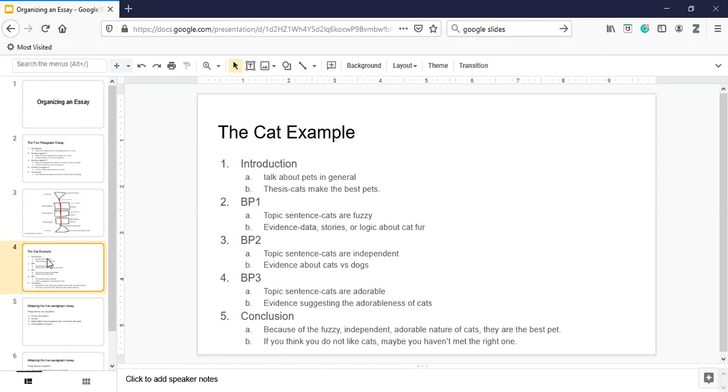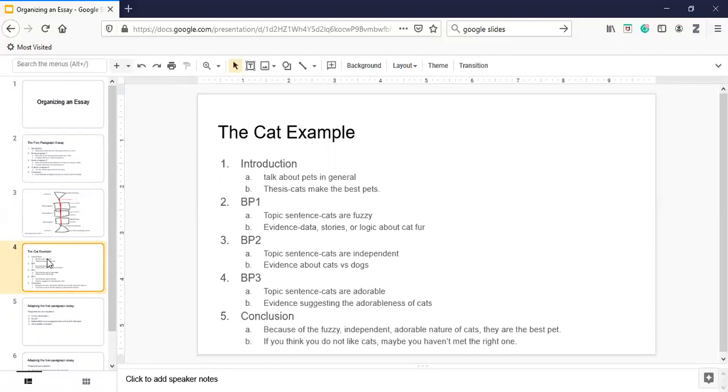And then I would have a transition into the next body paragraph, which has a different topic, right? So I might talk about how cats are independent and they can use a litter box so you don't have to take them out all the time, right? I would want to keep that separate from talking about how they're fuzzy. Otherwise, my reader will get confused. They may be related, but they should be separate.